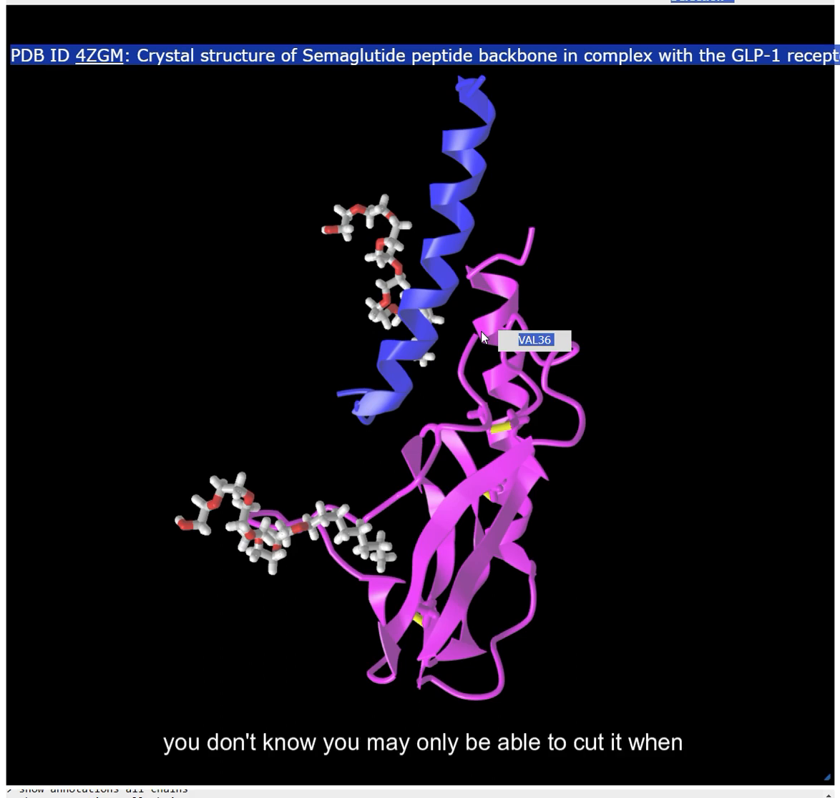You may only be able to cut it when it has a given conformation. Well, no, I think you're getting into speculation. The DPP4 recognition site is right around amino acid or peptide number 7, 8, right around there is where that site is. So you're right, that would be further out.